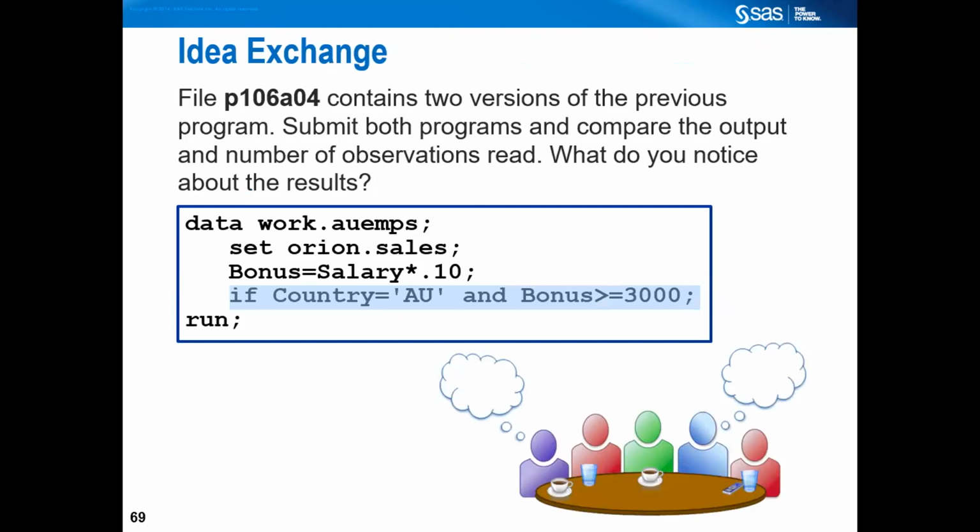All right, so look at this activity. Subsetting if is also subsetting your data, so instead of writing where and subsetting if, can we use the same criteria in a single subsetting if? This activity contains two versions of the previous program. Submit both programs and compare the output and number of observations read. What do you notice about the result? Go ahead, work on this and try to figure it out.